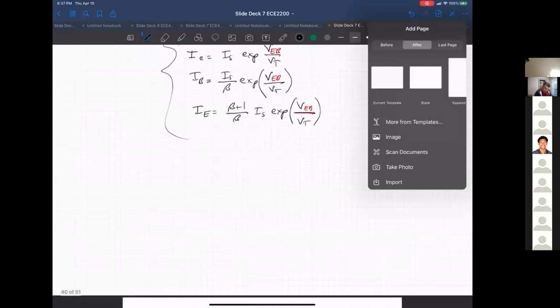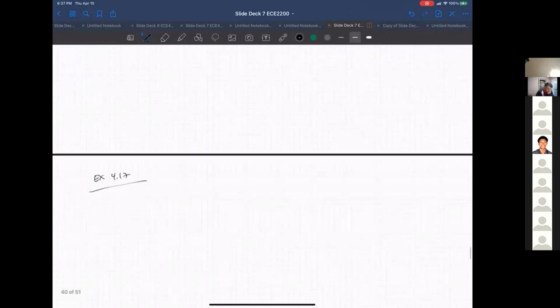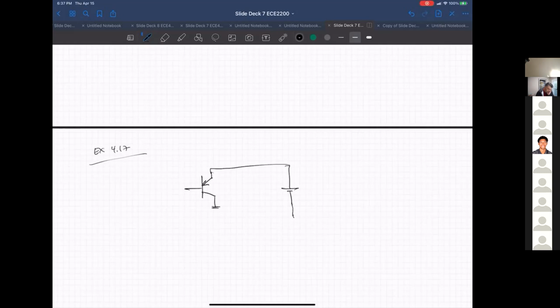Okay. So this is example 4.17 from the book. It's connected up as a PNP. And as you saw in the schematic, typically PNPs are hooked up to the supplies, and NPNs are mostly hooked up to ground. But maybe that statement is just going to confuse you guys.